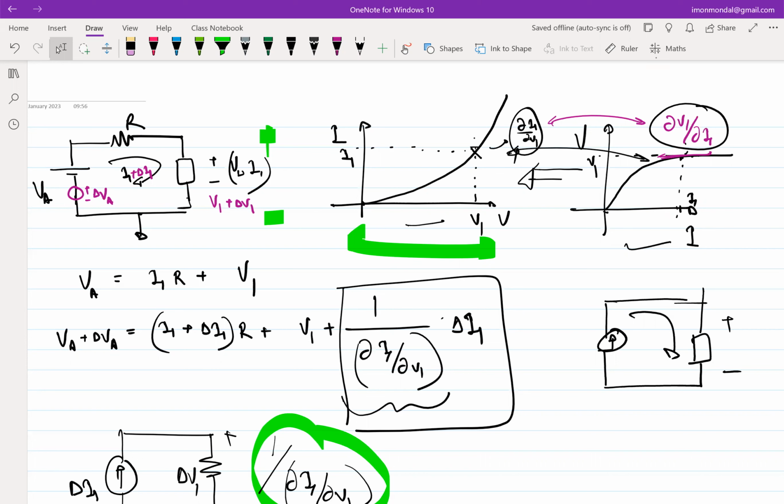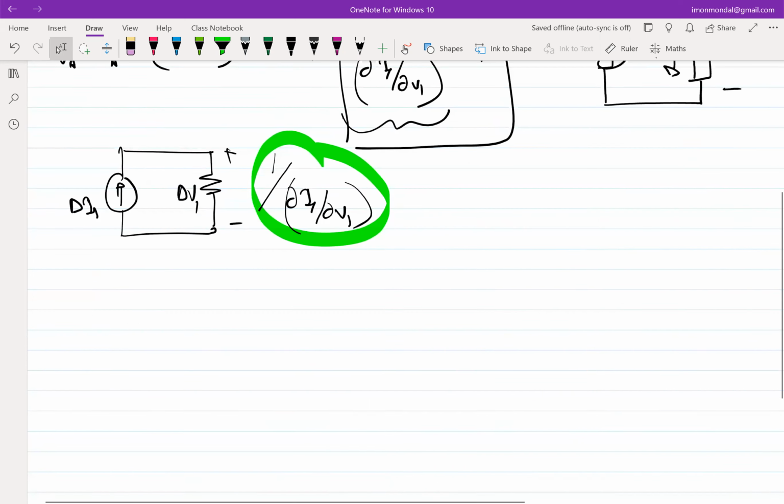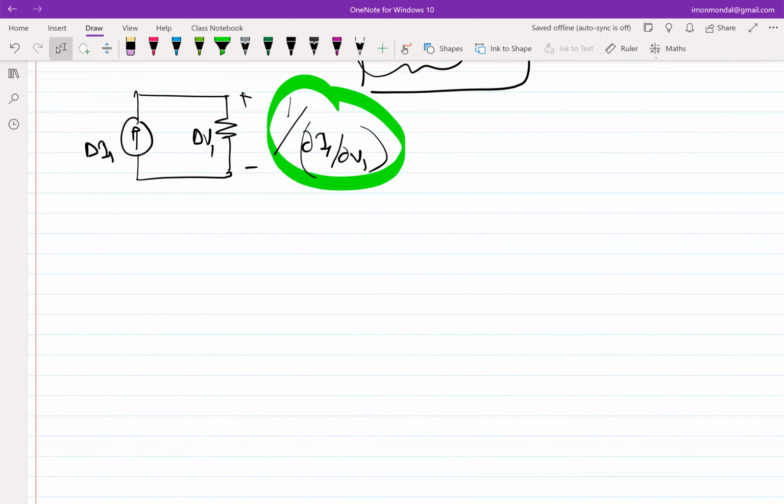So, a quick recap: we know how to deal with LTI systems, but when you are faced with nonlinear systems, what is the first step that you have to do? The first step is to find the operating point.